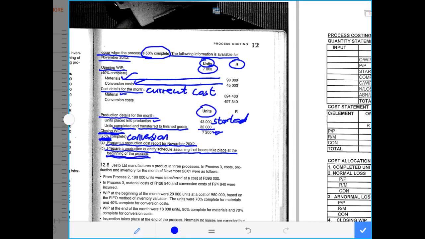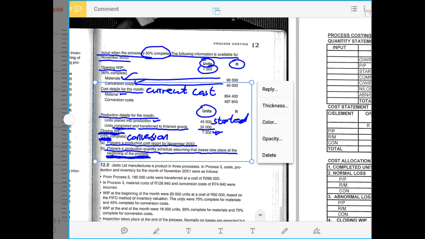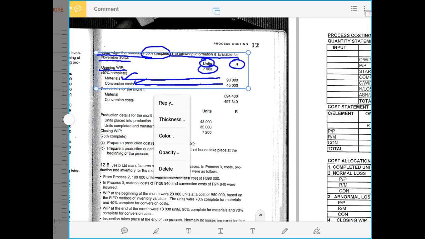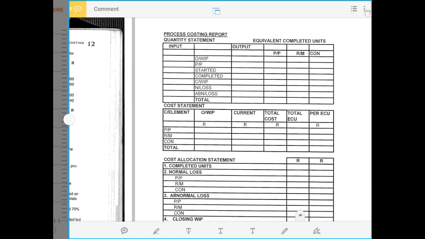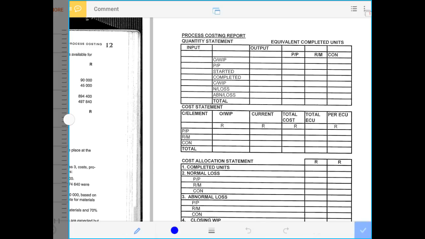So any loss that takes place after the beginning of the process is no longer normal, but abnormal loss. If the loss takes place at the beginning of the process, that means normal loss will not be recorded in raw material and conversion cost. Then this is what we are given, and we will be using the template that I suppose everyone knows for completing this. So this template is the quantity statement.